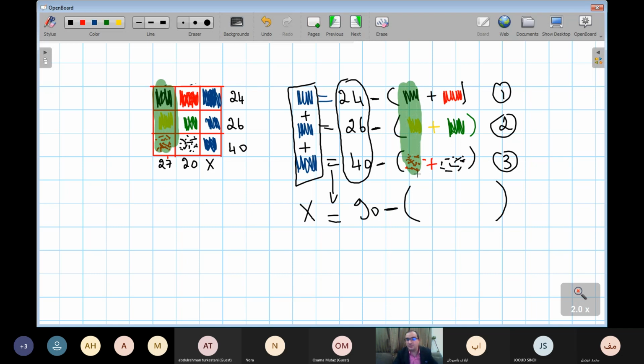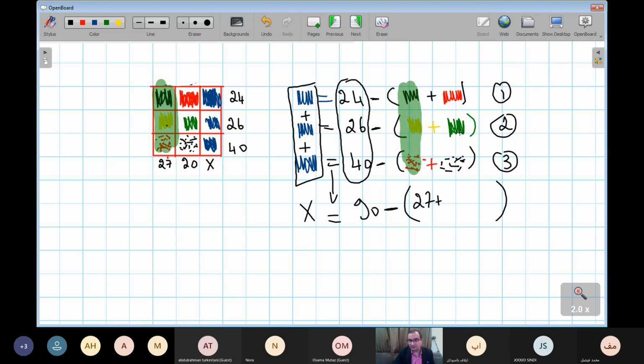Here we have black, yellow, and red. And here we have black, yellow, and red. So the sum of all of 2 boxes must be equal to what? To 27. Plus, if you didn't understand, look for the second column.